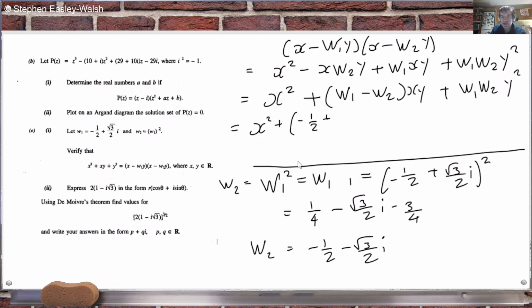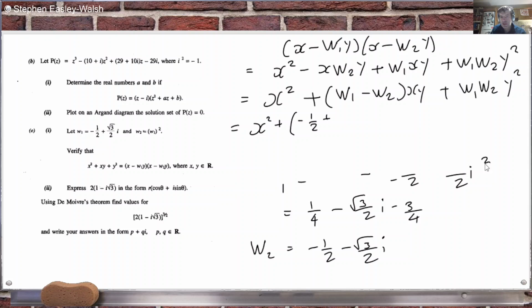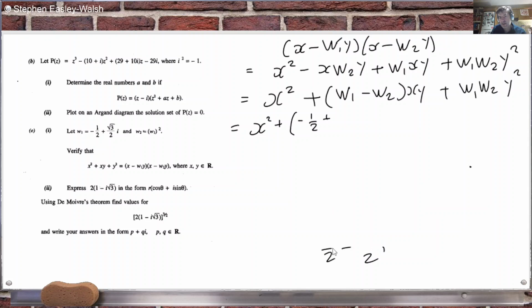Before I continue, I want to make sure that the previous calculation was correct, and then I'll continue. Okay, let's just check now. It's a little bit small on my screen.